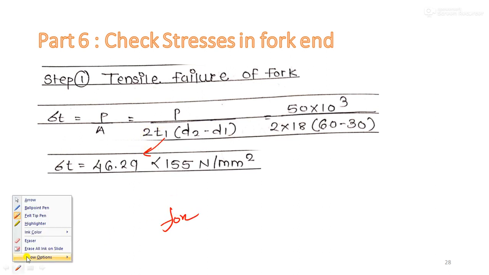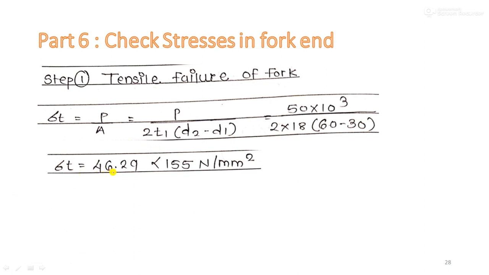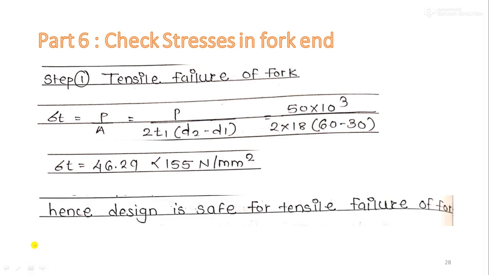Okay, is it clear? So sigma T is equal to 46.29. This is the actual tensile stress inside the fork. So the fork will fail in the same manner. The tensile failure of the fork will be the same as the tensile failure of the eye, which is less than 155. So I can say that the design is safe for tensile failure.